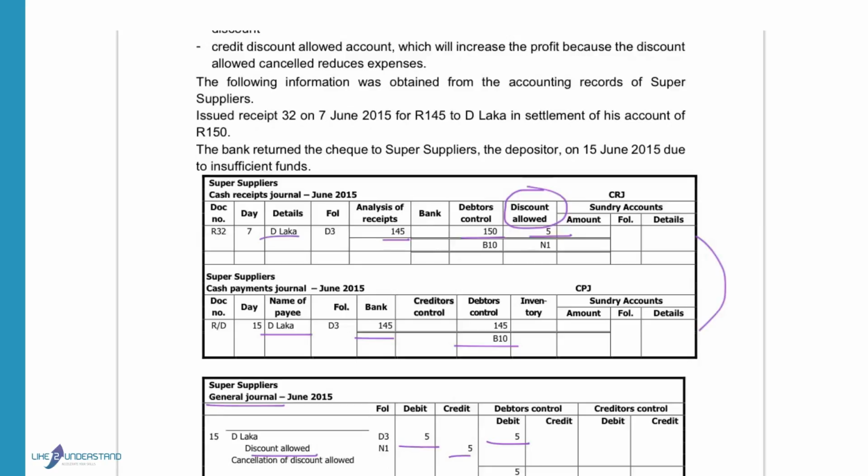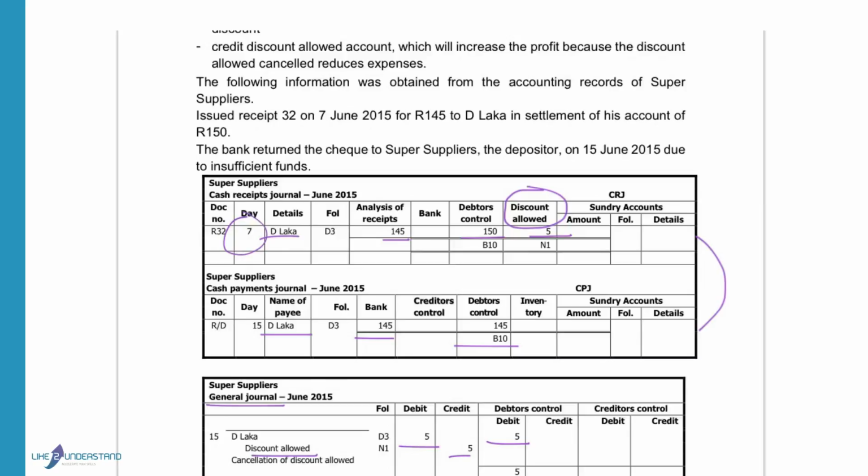In the debtors ledger, all the individual entries will be recorded on the date that the transaction occurred. So we received this check from Larker on the 7th of June. So on the 7th, we indicated that we issued a receipt to him, received R145 that will reduce his account with an outstanding balance of R5, and we allowed R5 discount so that his account is fully settled.